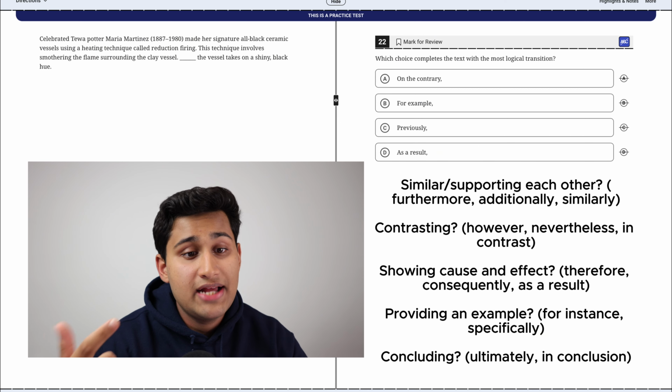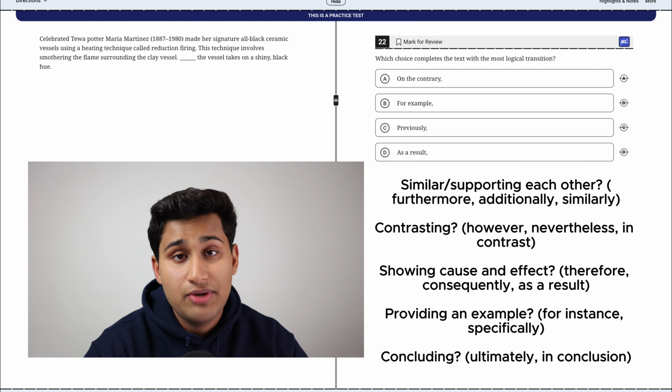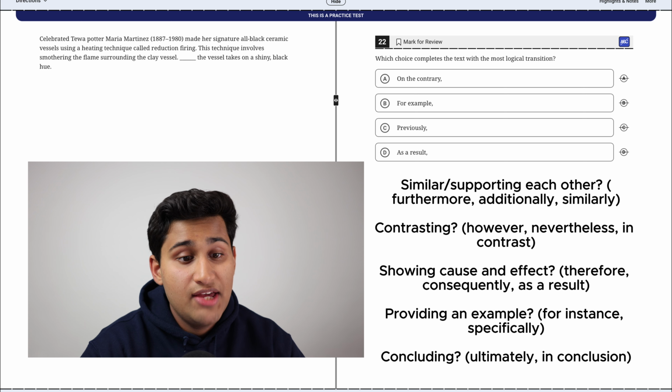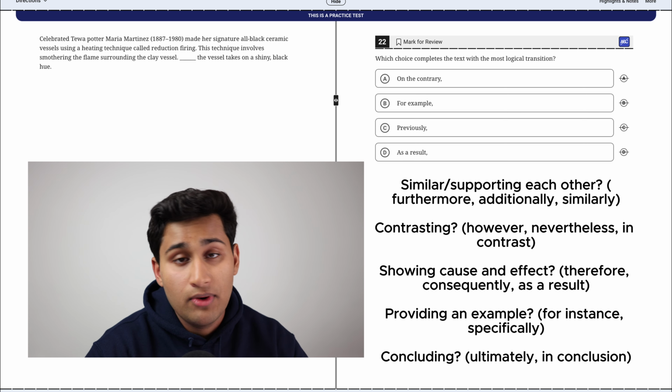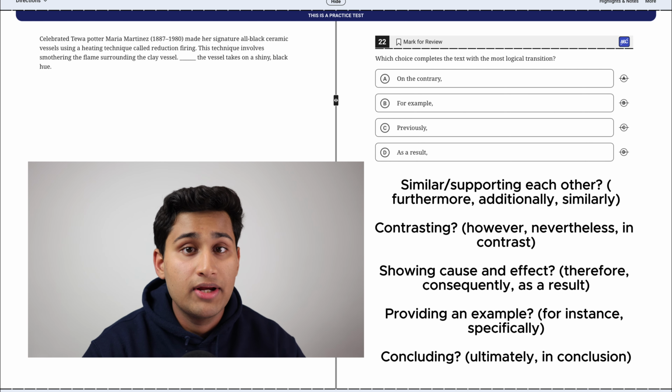So we have two similar ideas. You're going to use furthermore, additionally, or similarly. Then if we have contrasting ideas, we could use however, nevertheless, in contrast. If we're showing cause and effect, we use therefore, consequently, or as a result. If we're providing an example, we use for instance or specifically. And if we're concluding, we use ultimately or in conclusion.